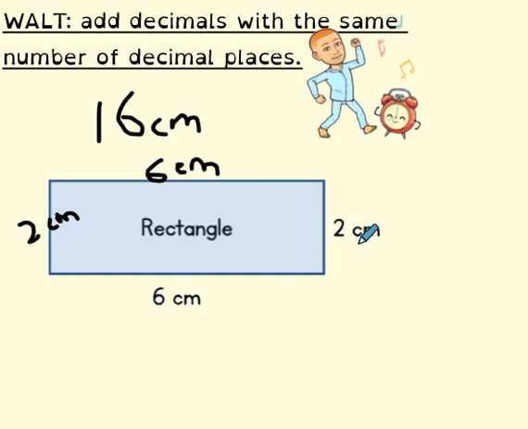So your final question on your worksheet, question number 5, will require you to work out the perimeter. And it might involve using decimals to help you do that, because that's the main focus of the lesson, adding decimals.